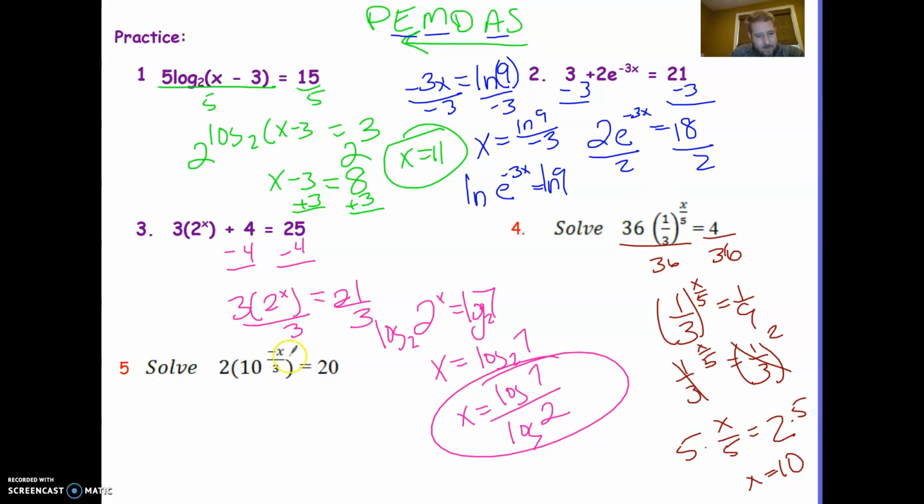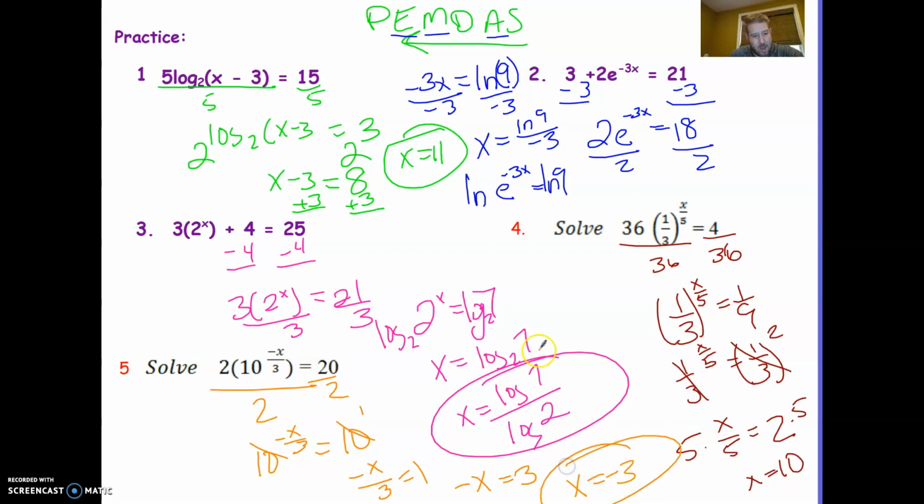All right, and last one. So divide both sides by 2, so you get 10 to the power of negative x over 3 equals 10. So they're both the same base. This is really 10 to the first power, so we can cross those off. We have negative x over 3 equals 1. Multiply both sides by 3, you get negative x equals 3. And then multiply both sides by negative 1, you get x equals negative 3.